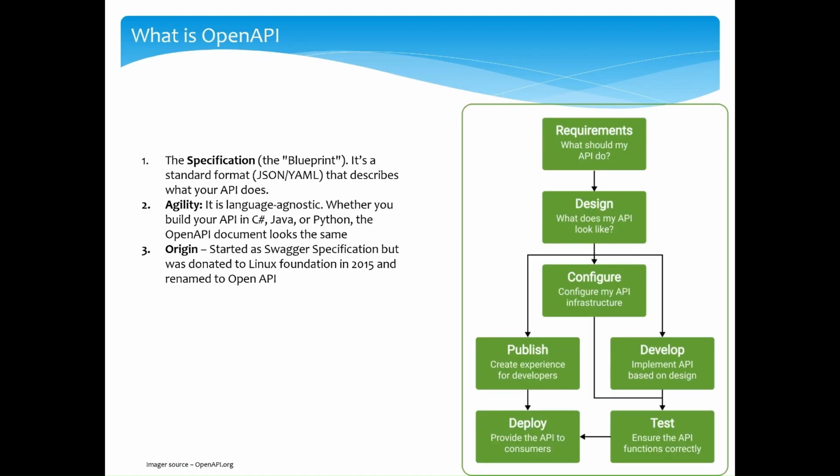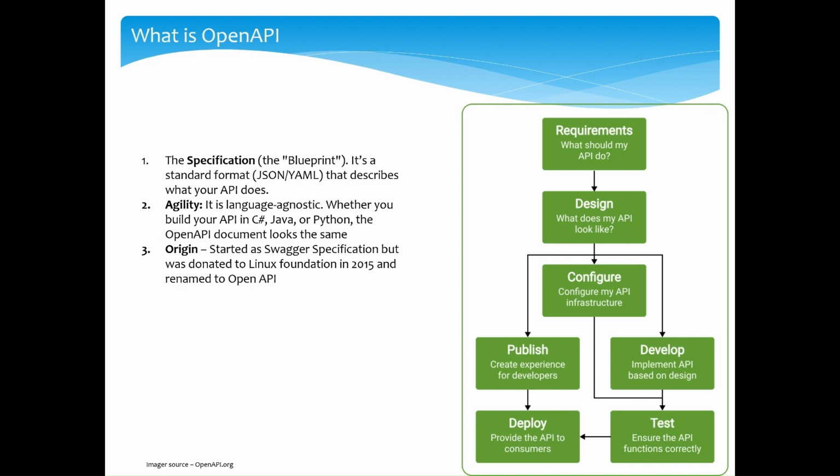Let's start with the foundation, OpenAPI. Think of OpenAPI as the blueprint of your API. It's a standard, language-agnostic format, usually JSON or YAML, that describes exactly what your API does. Whether you use C#, Java, or Python, the documentation remains the same. Interestingly, it started as the Swagger spec before being donated to the Linux Foundation in 2015, and then it was renamed OpenAPI. If you look at the right side, that talks about what the OpenAPI spec is.